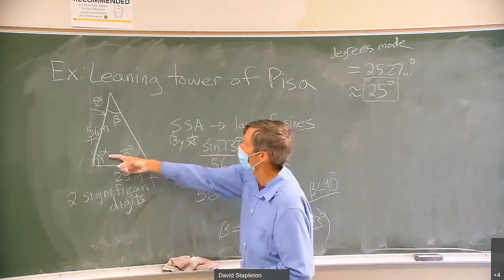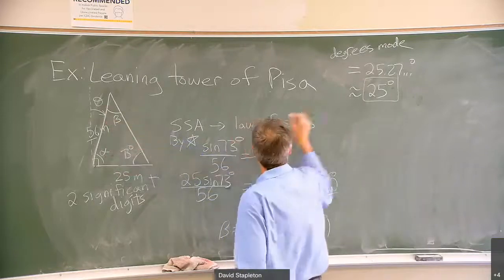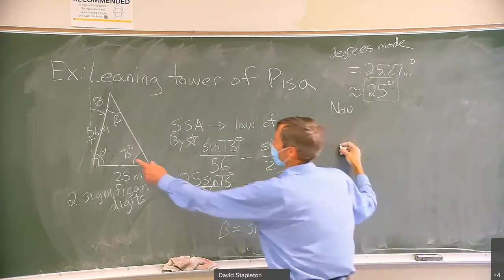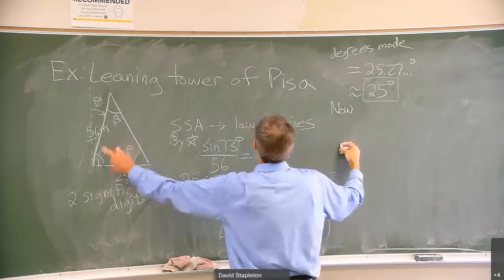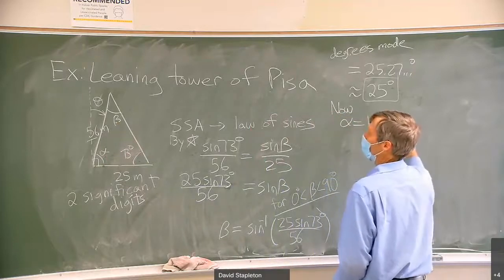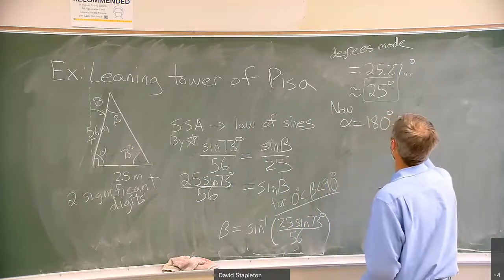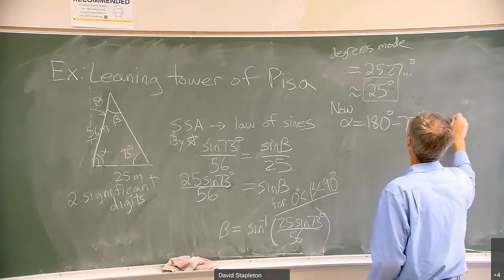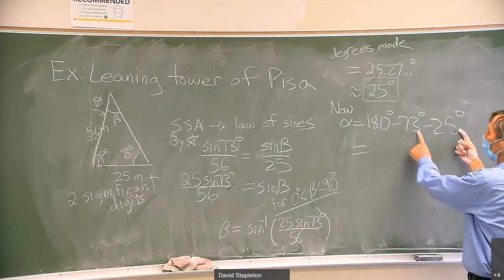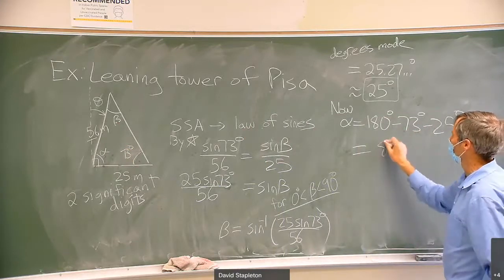Because what I wanted was alpha, with the idea of getting to theta. Now you use the sum of angles theorem. The 3 angles add up to 180 degrees, and I know 2 of them. So alpha, the last angle, is 180 minus the angle I was given of 73 degrees, less the angle 25 degrees I just found. All right, let's see, this is 98. So I've got 82 degrees left, right?